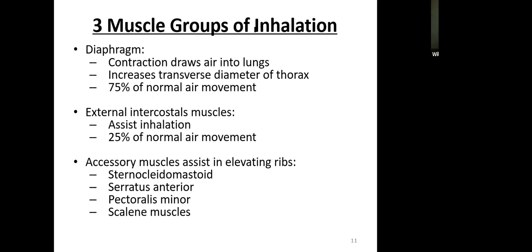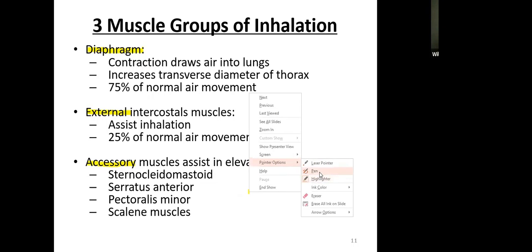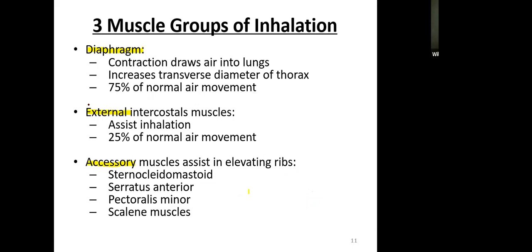So we've got 3 muscle groups of inhalation. We've got the diaphragm, the external intercostal muscles, and the accessory muscles. Now, what I really want to do is talk to you about how these muscles of inhalation work clinically, so I want to make it pertinent to you. And the point that I want to note is the percentage of air movement that these are responsible for.